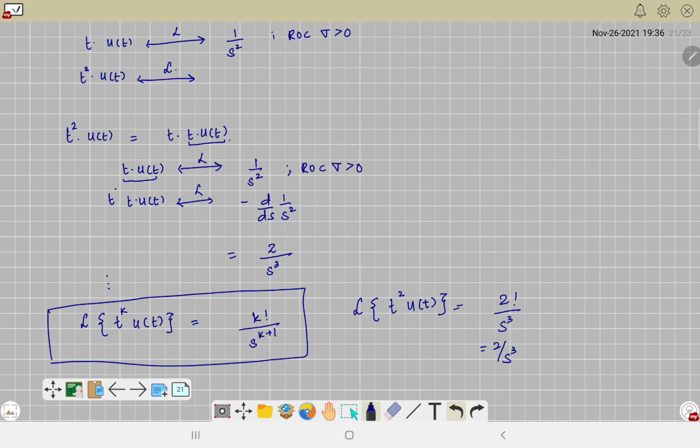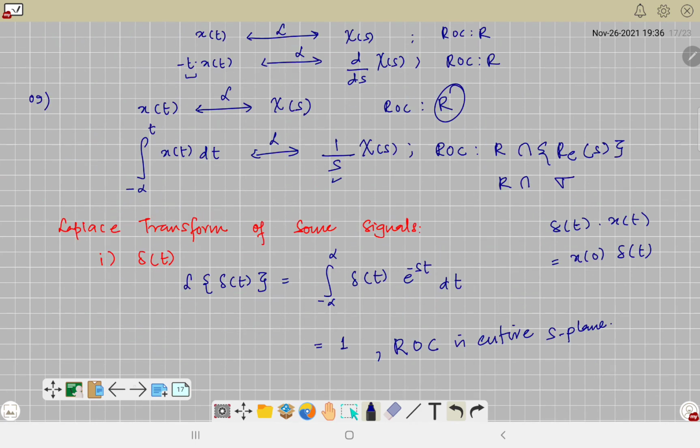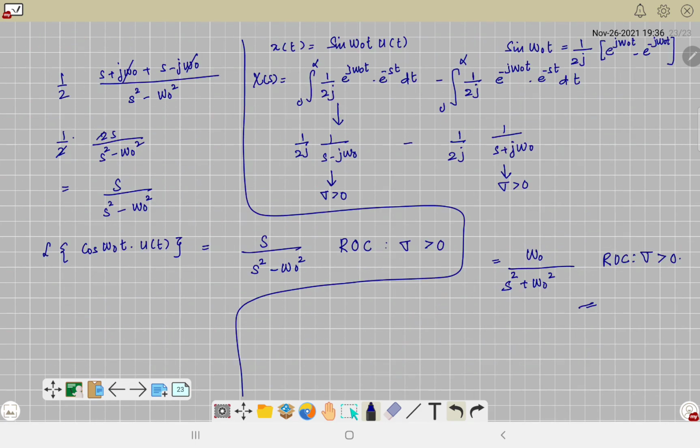So these were some basic signals and their Laplace transform. Stop here, and in the next video we'll look at the system representation and system analysis through the Laplace transform.